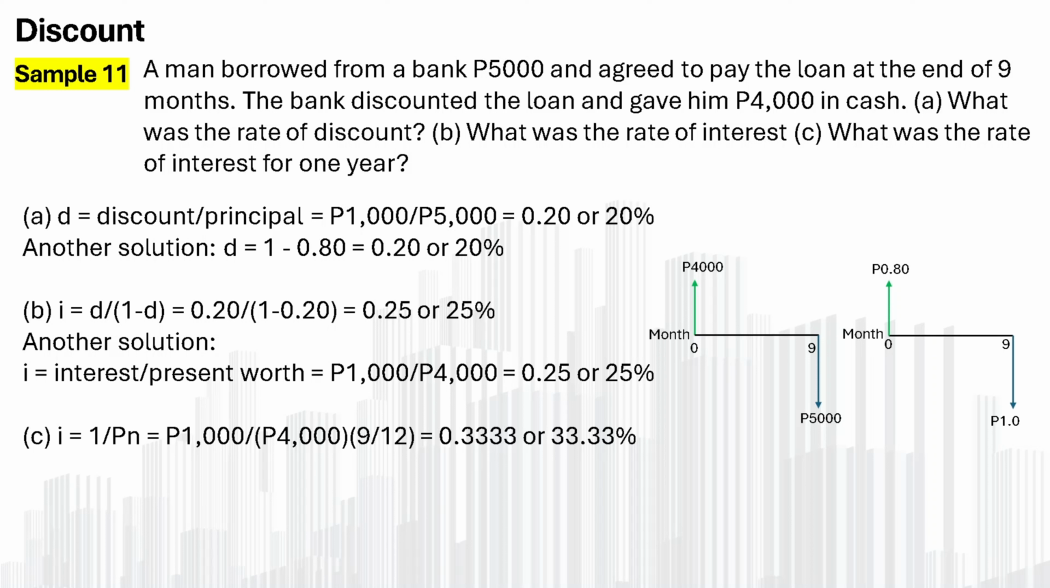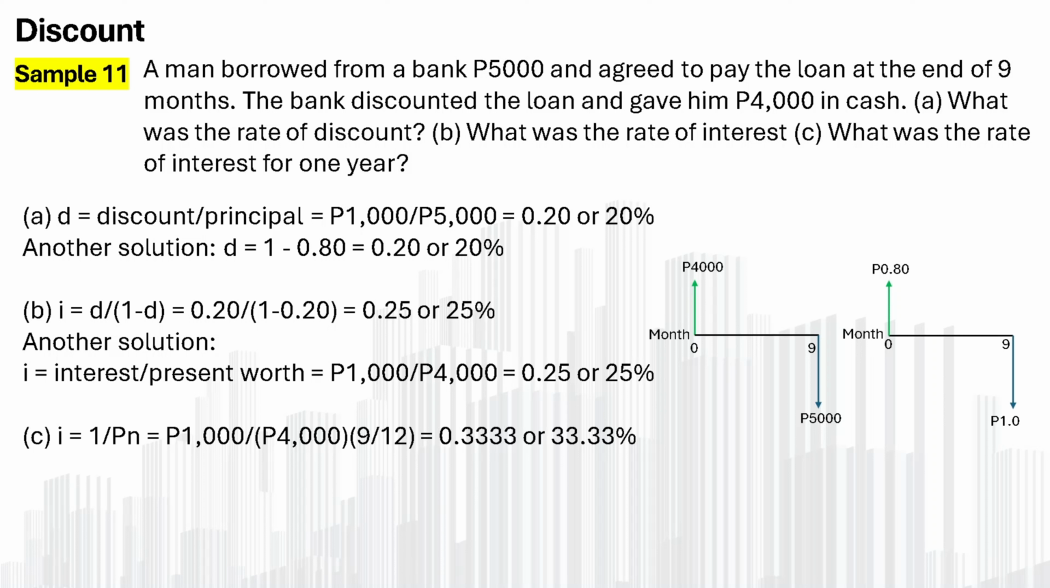Alright. So for discount, yung formula naman niya is simply discount over principal, which is 1,000 over 5,000 pesos yun, which is 20%. Another solution is, of course, convert it to peso. On a peso value scale, so how much yun? So 20%, diba? So 1 minus 0.8, edi magiging 20% yun. Okay? Pero prefer pa rin yung discount over principal lang naman.